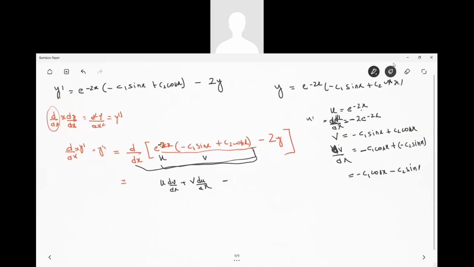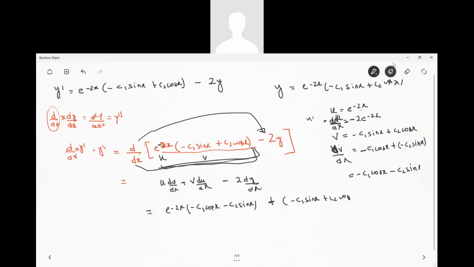Minus 2 dy by dx, right? This also you have to do now. First this and this also is there, right? This is for this, then this. So you get the u value, you put, what is u value? e power minus 2x. dv by dx you have seen here, that is minus c1 cos of x minus c2 sin of x, correct? Plus v value is this, minus c1 sin of x plus c2 cos of x, and u dash is nothing but minus 2 e power minus 2x, correct?